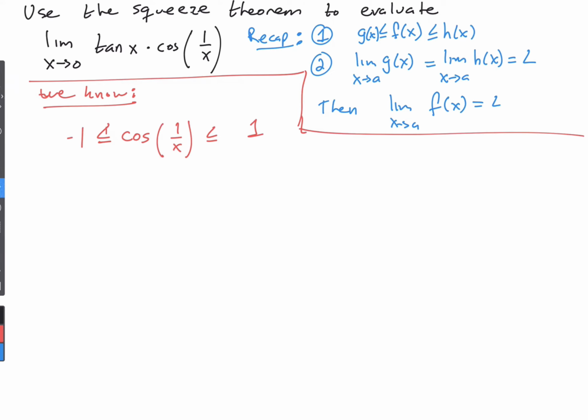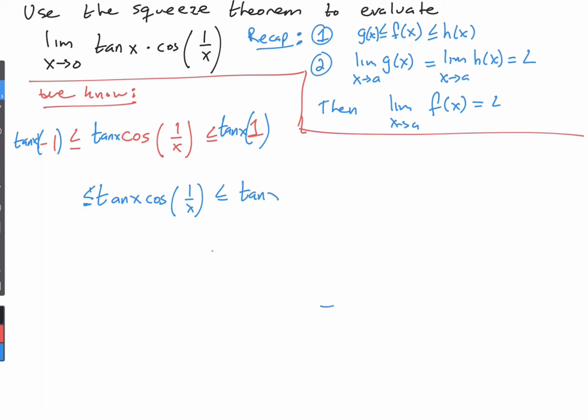Let me make a little bit more space here. Then multiply by tangent of x. Now I have the following inequality: my function, tangent of x times cosine of 1 over x, is bounded between tangent of x and minus tangent of x. You guys agree with that?